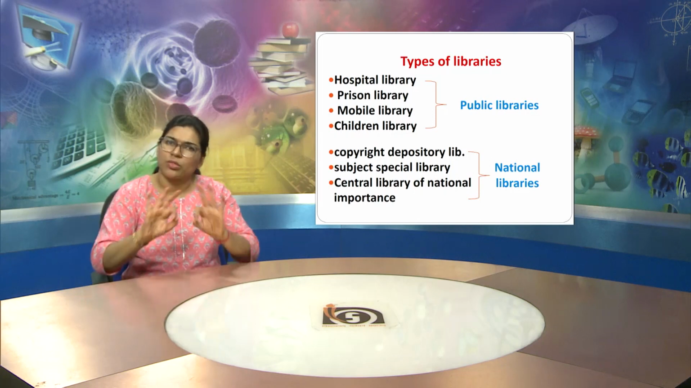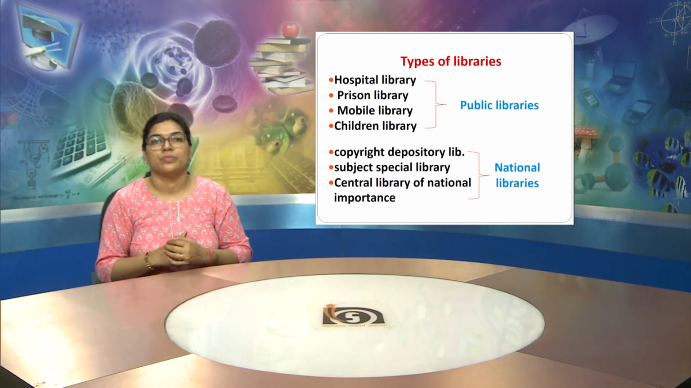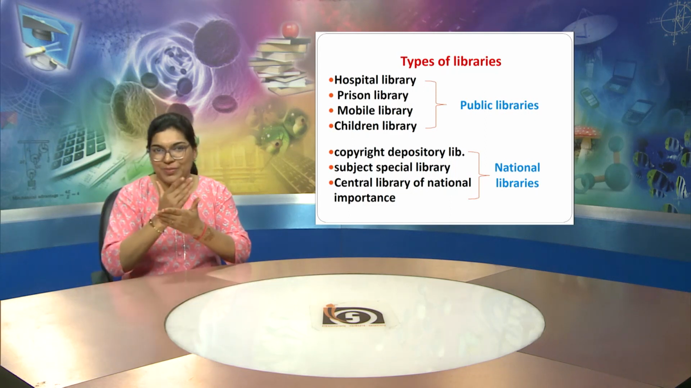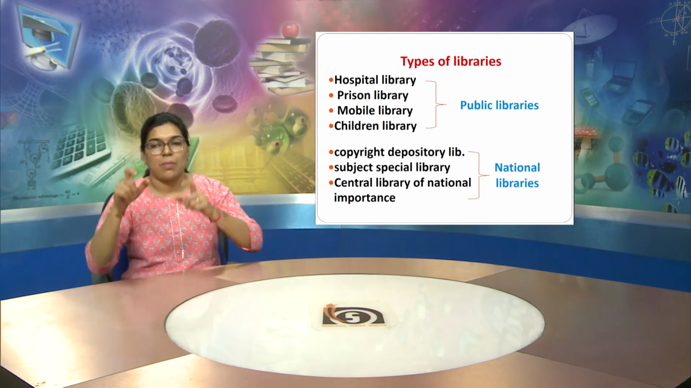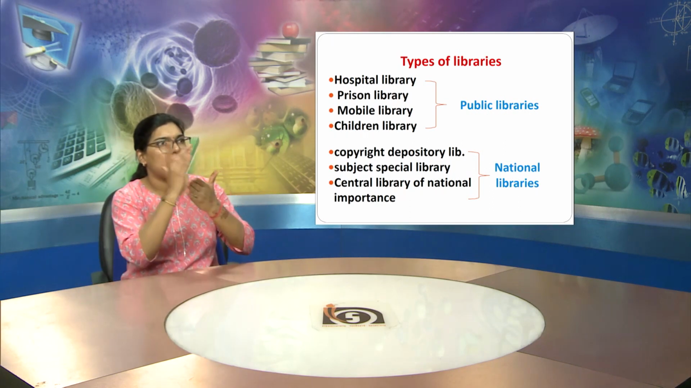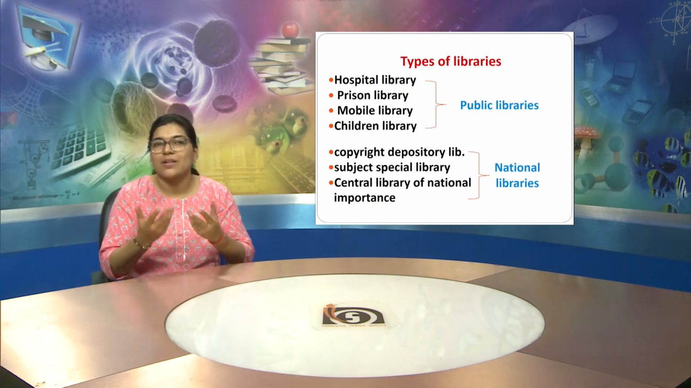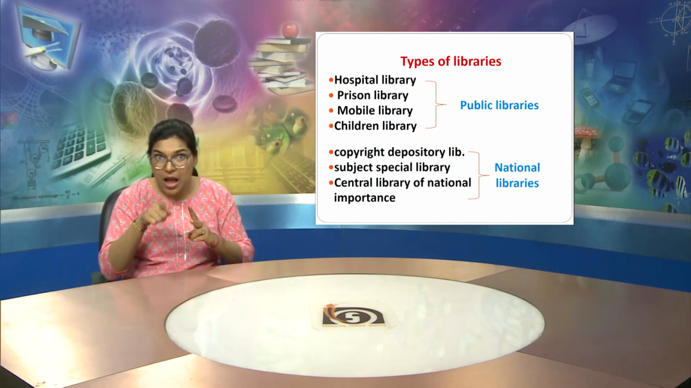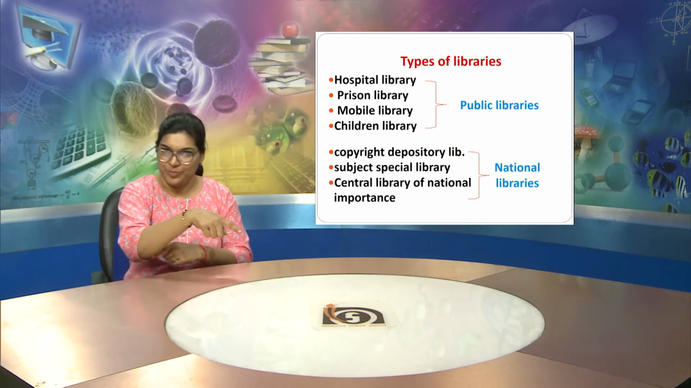The third type of public library is the mobile library, that moves from one place to the other. The fourth type of public library is the children library. Children use this library. It has different kinds of stories, different kinds of fun books. So this is also a public library.